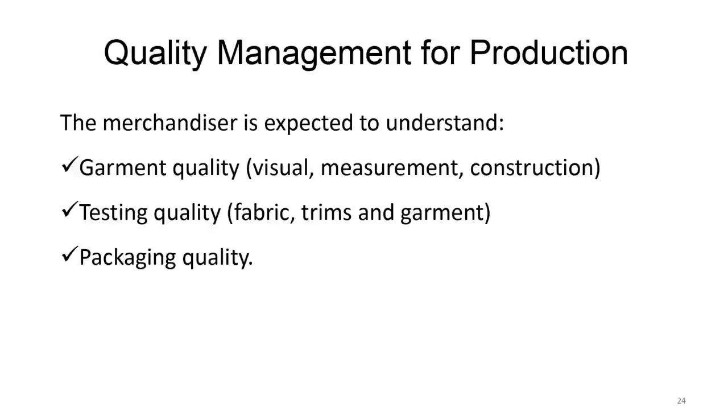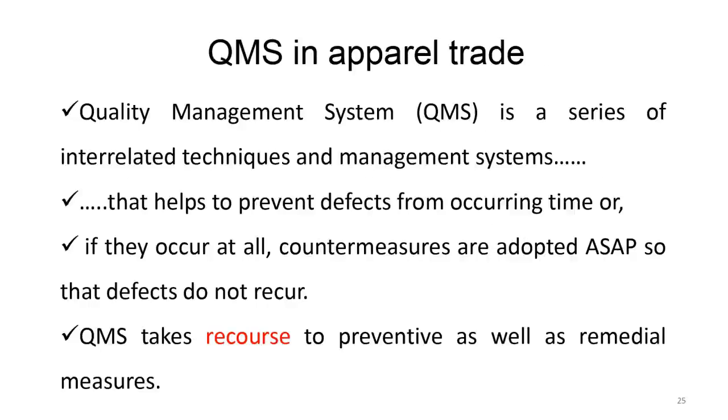So we were on slide 24, we'll go to slide 25. Quality management system in apparel trade. Now, a quality management system in the case of apparel trade is a series of interrelated techniques and management systems that helps to prevent defects from occurring time and again, or if they occur at all, it defines the various actions that can be adopted immediately so that the defects do not happen again. So the quality management system takes recourse to preventive as well as remedial measures.